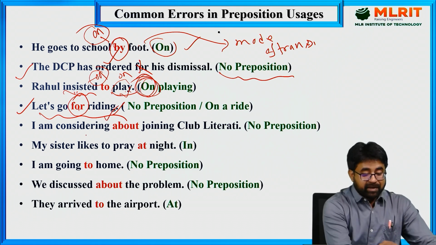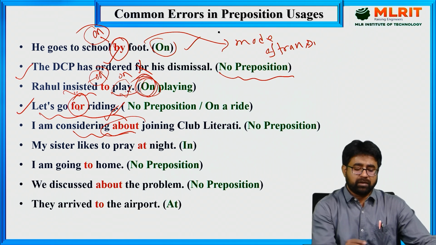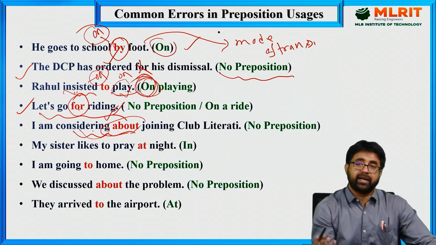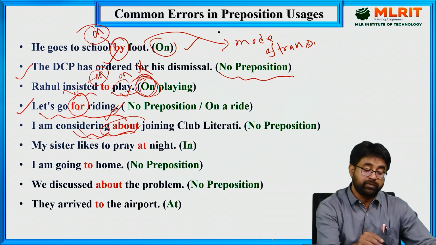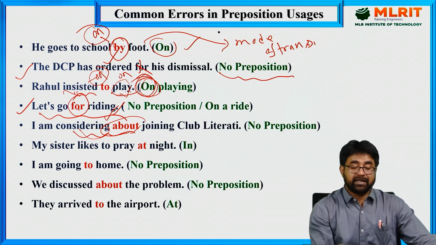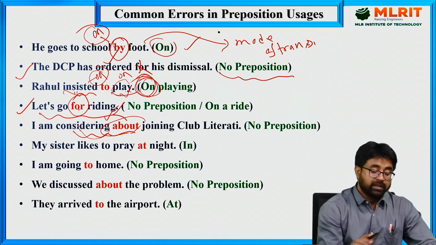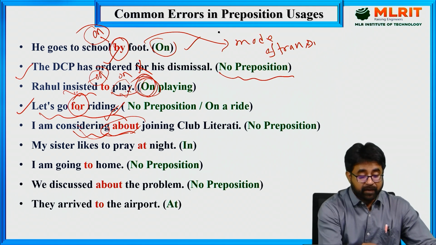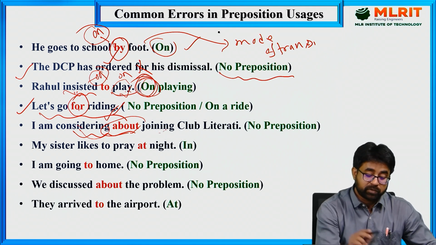Next one, I am considering about. Again, this is a very commonly misused preposition combination, considering about. Whenever we use the word considering, most of the time unconsciously we end up using about, but that is wrong. We are not supposed to use the preposition about if we are using the word considering. So what would be the correct sentence here? I am considering joining club literary. Yes, club literary is my favorite, so I'm talking about club literary.